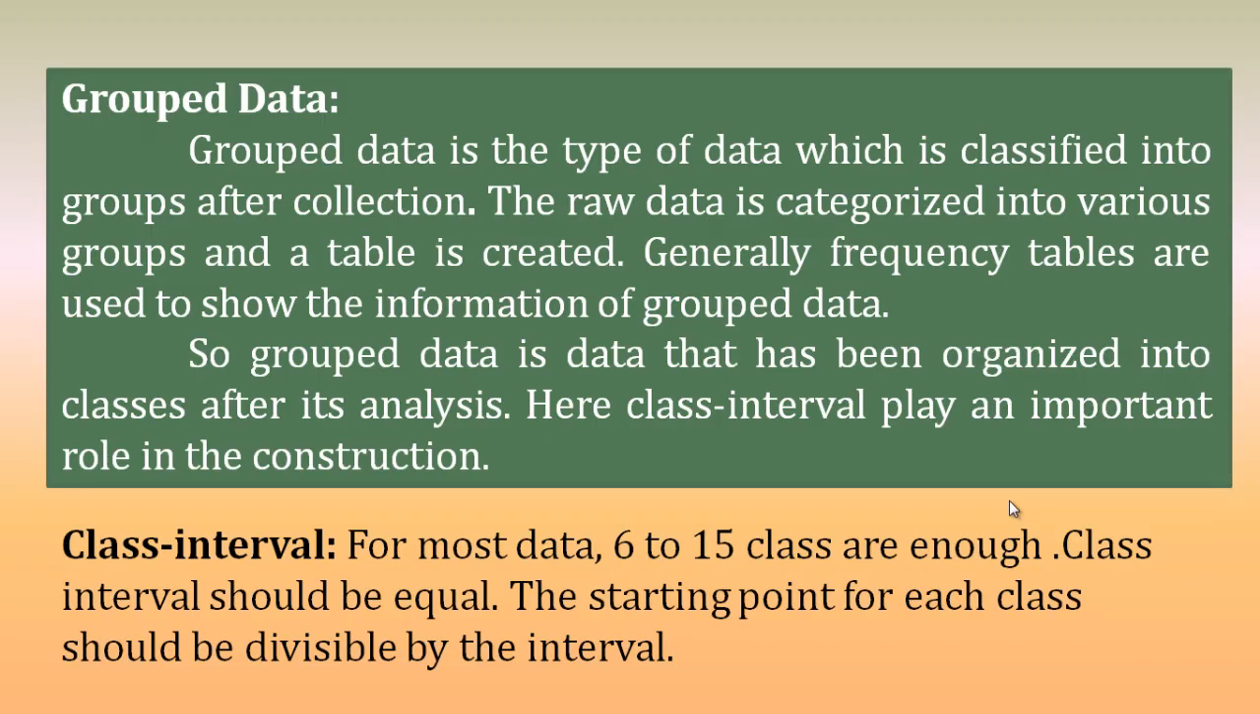Now group data. Group data is data that has been organized into groups from the raw data. It has been classified into categories based on similar characteristics. Group data is data that has been organized into frequency distribution. Frequency tables are used to show the information of group data.